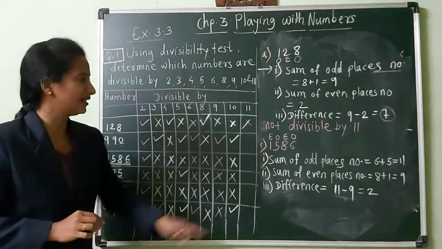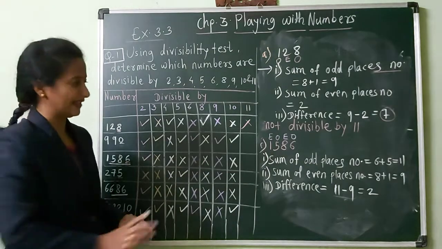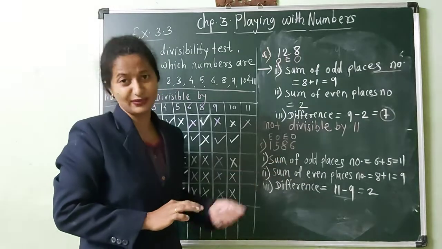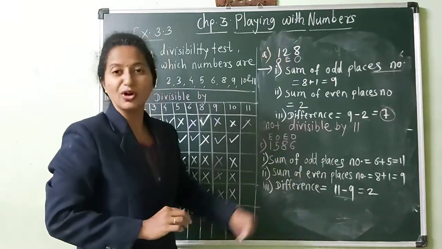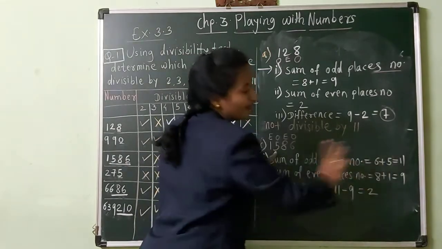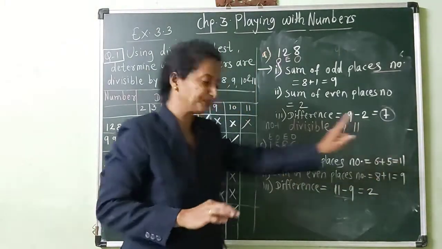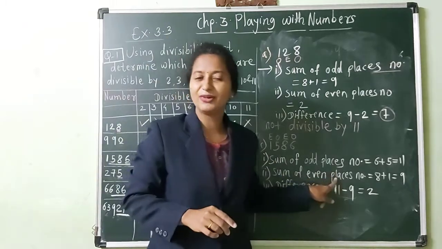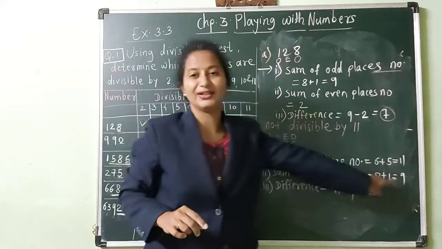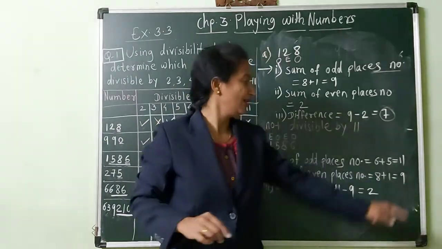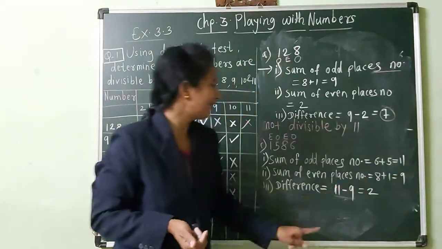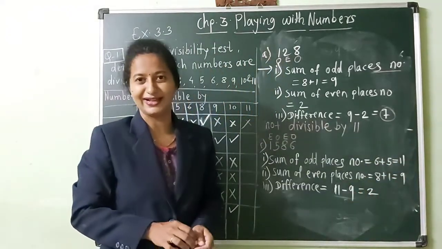Now the third sum I have taken here, 1586. First step done: odd, even, you have to mark those places. In the first step, sum of odd places numbers. So the first digit is 6, then the next one 5. 6 plus 5 is equal to 11. Then the second step, sum of even places numbers. So the even place numbers are 8 plus 1, which is equal to 9. Next step, you have to find the difference between these two sums. So 11 minus 9, here you got the answer 2.